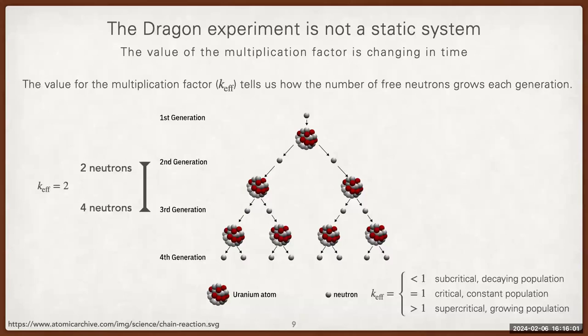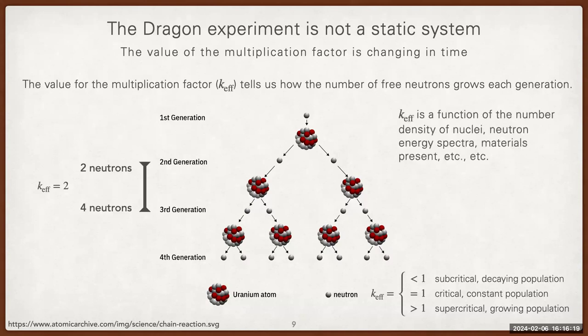When K is equal to one, that's critical. When K is less than one, that's called subcritical, because the population is going to be going down every generation. And if it's greater than one, it's supercritical, and we're growing geometrically every generation.